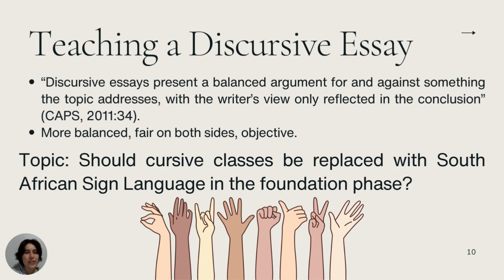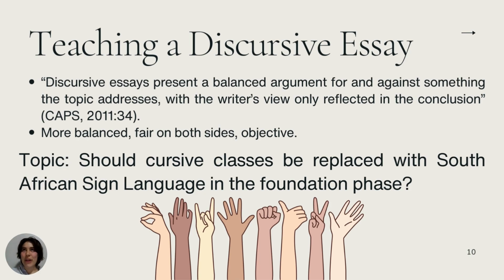So the discursive essay, as you will know from the CAPS document, is a more balanced argument on a topic that addresses both sides of an argument, but at the end, a writer can often choose to go for one side. So it's very balanced, very objective, but there can be a concluding remark that chooses one side at the end. The topic example that I've come up with today is, should cursive classes be replaced with South African Sign Language in the foundation phase?